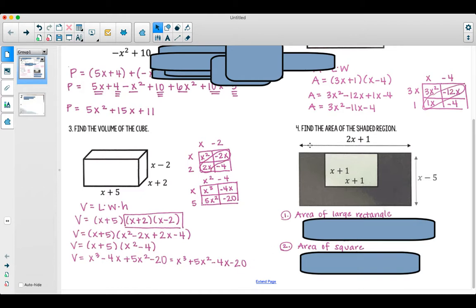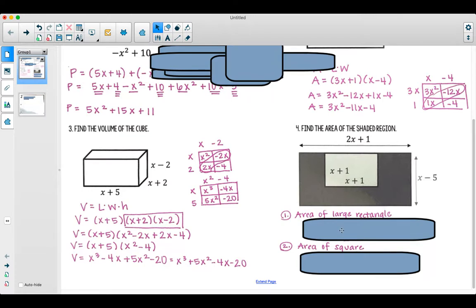And now in our last problem, it says find the area of the shaded region. So here we have a rectangle that's shaded, and we have this square, it's supposed to be a square, with sides x plus 1 and x plus 1. So what I'm going to do is find the area of that large rectangle, and then subtract the area of that unshaded area, that square, and that will give me the area of the shaded region. So kind of like a two-part problem based on problem number 2 that we did.